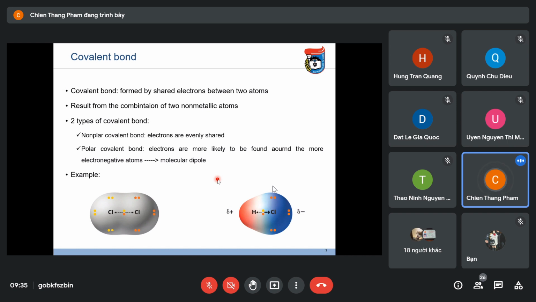In the case of a covalent bond, if the ionic bond is formed by the combination of two elements with a big difference in electronegativities, the covalent bond is formed by the combination of non-metals with a similar or smaller difference in electronegativities. And if the ionic bond is an electrostatic force, the covalent bond is formed by sharing electrons.